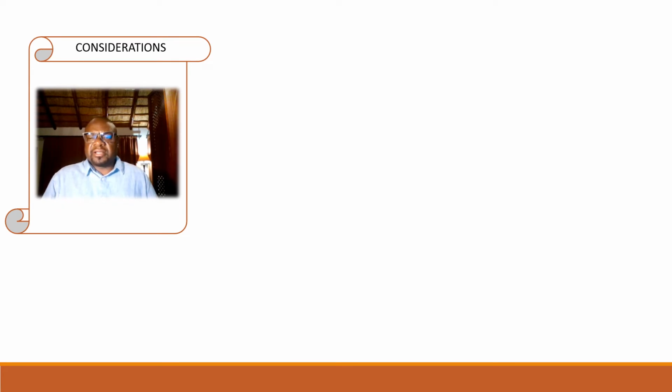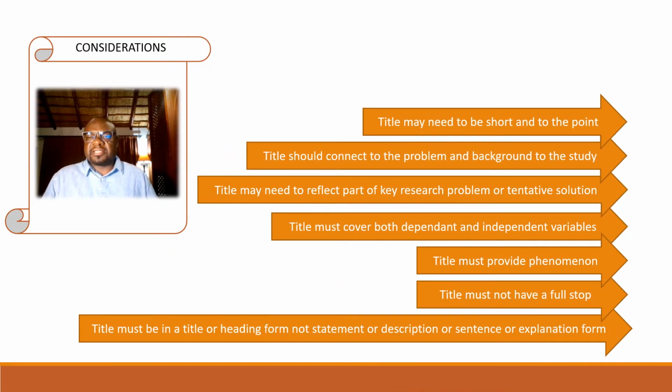Considerations. What do we consider in constructing a proper, reasonable or sound title for a social science study or project? There are several things that the researcher or scholar needs to bear in mind. Some of them might have been touched on in the introduction, but as a form of emphasis, one may need to revisit them. The title needs to be short and to the point. As I said, in most instances scholars are recommended not to exceed 21 words in a title.